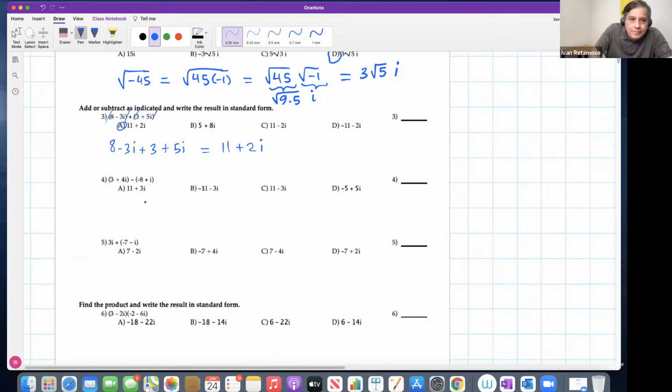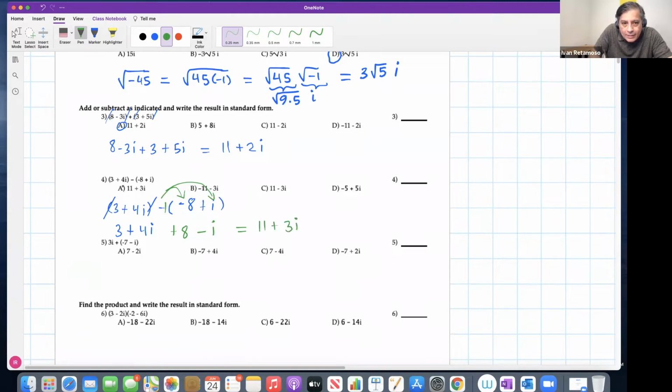Subtraction, similarly, there are formulas, but we explained in class during the lectures that it is preferable to simplify this expression, thinking of these two complex numbers as binomials. Look, there is an invisible negative 1 here. Distribute that. This will be plus 8, negative 1 times this, negative i, and then just simplify. 3 plus 8 is just 11. 4i minus 1i, 3i, right? 3i. Very good, and that's it. All right. Very good, guys.